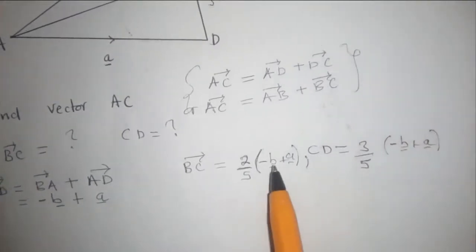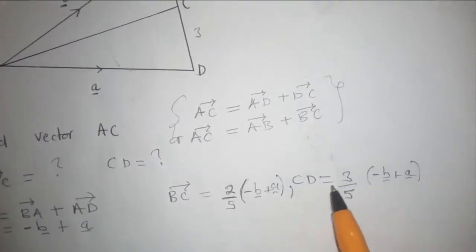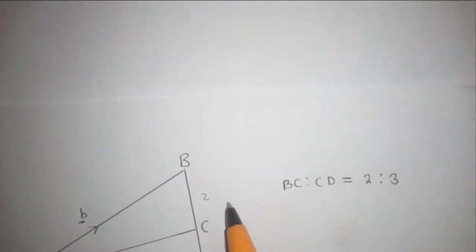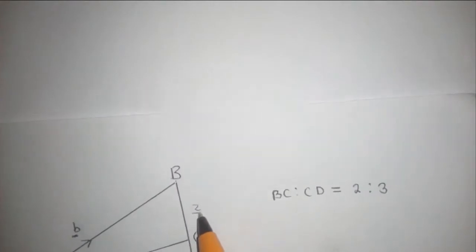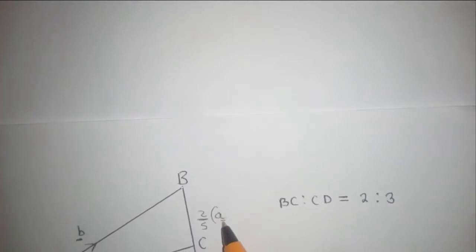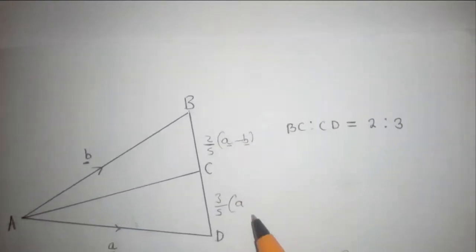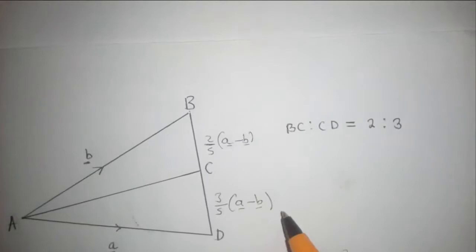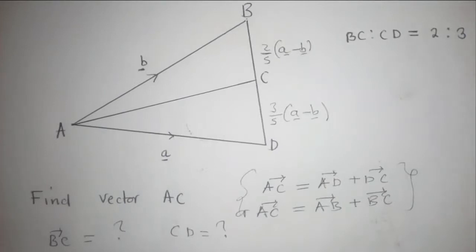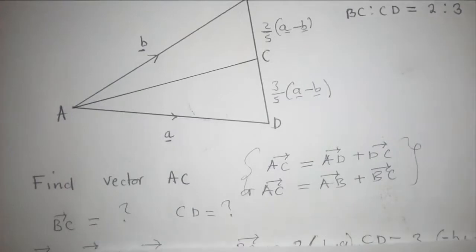Now we have found the vector BC. This is vector BC, and this is vector CD. So we can even write them here. Vector BC is 2 over 5 of A minus B. CD is 3 over 5 of A minus B. So we now have these vectors, which means we can answer this question.